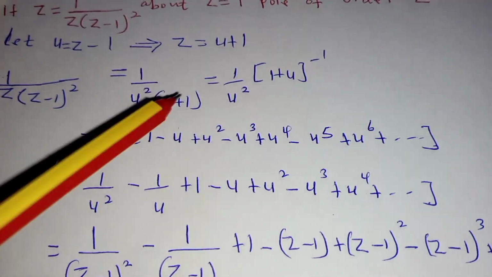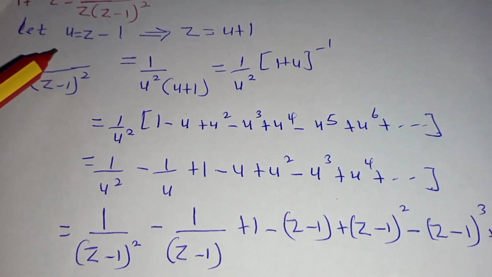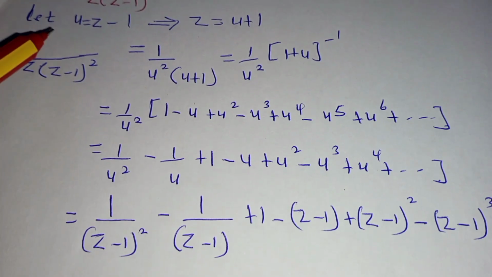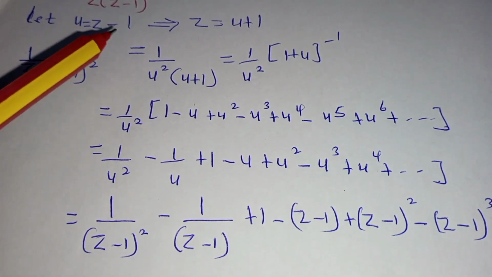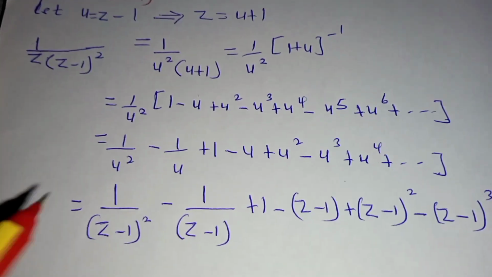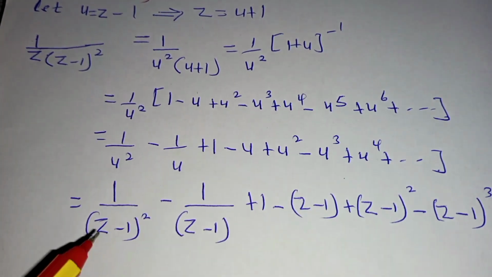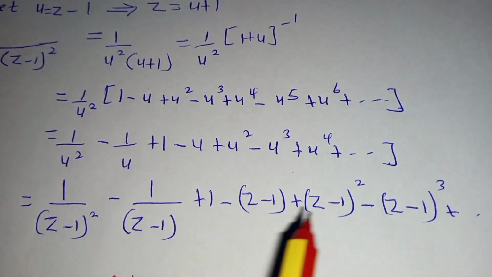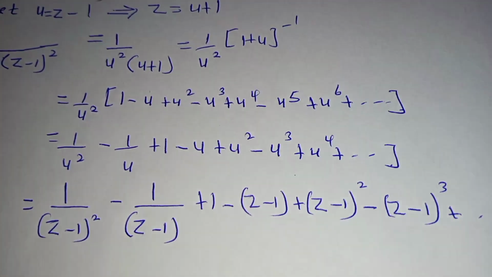Then after obtaining that, we come back to our substitution, whereby we let u be z minus 1, and we make the substitution. So instead of u, we substitute with z minus 1. And when we make all the substitutions, this will be the resulting series.